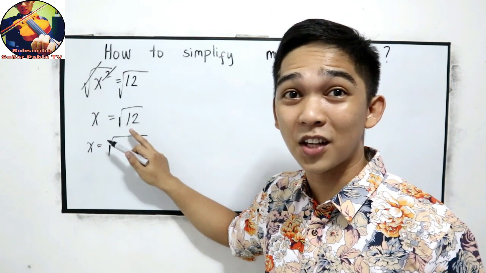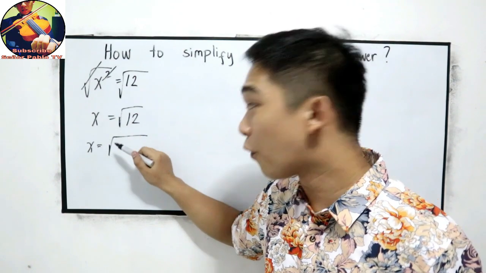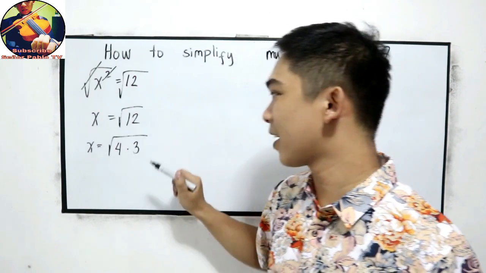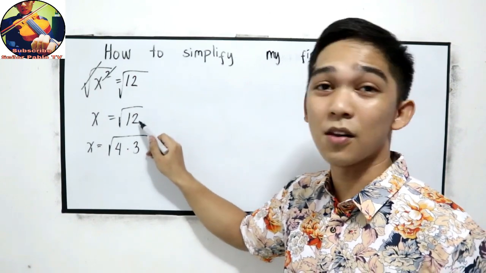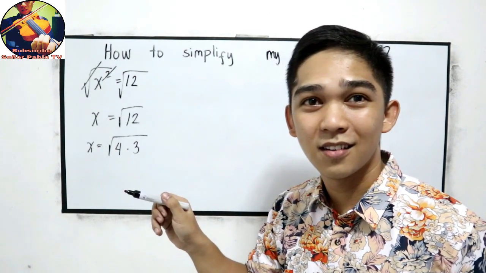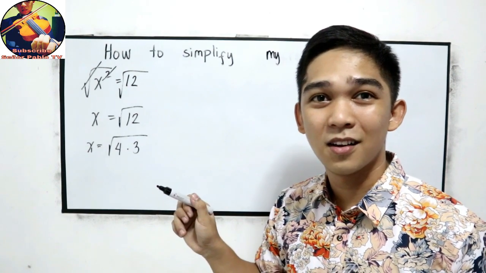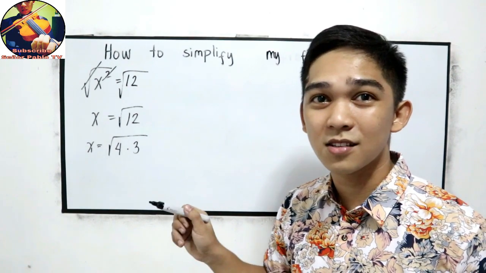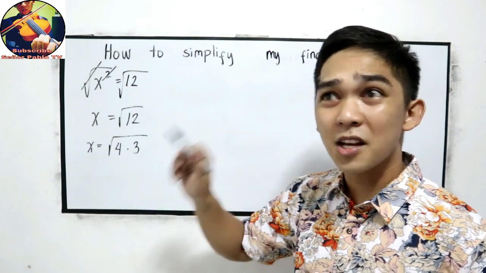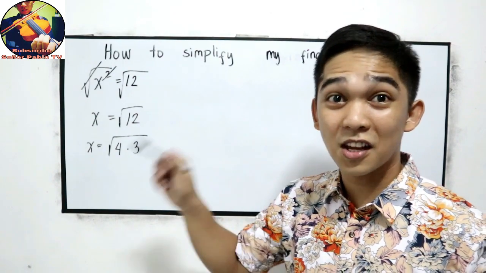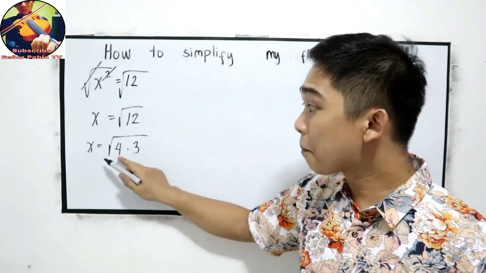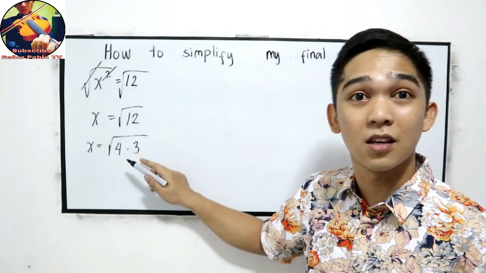The factor of 12 that is a perfect square is 4 times 3. Okay, 4 times 3 is 12. Other factors are 12 times 1. 1 is a perfect square, but we did not choose 1 because there is a higher number that is a factor, which is 4. 6 times 2: 6 and 2 are not perfect square numbers. That's why we didn't pick 6 and 2. The perfect square factor is 4 times 3.